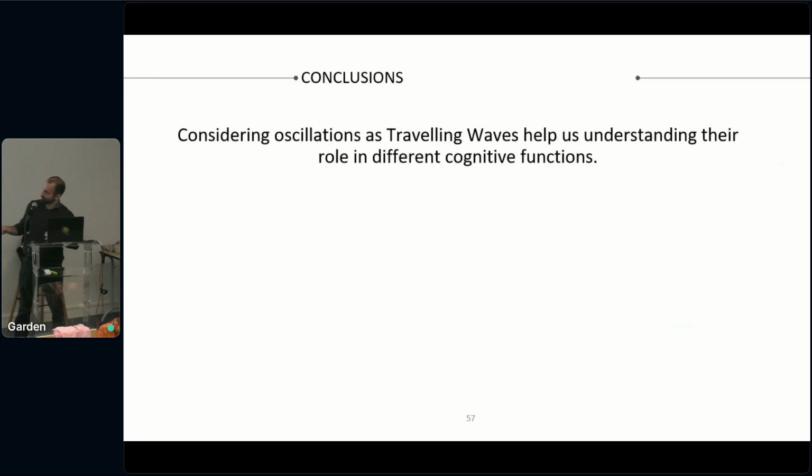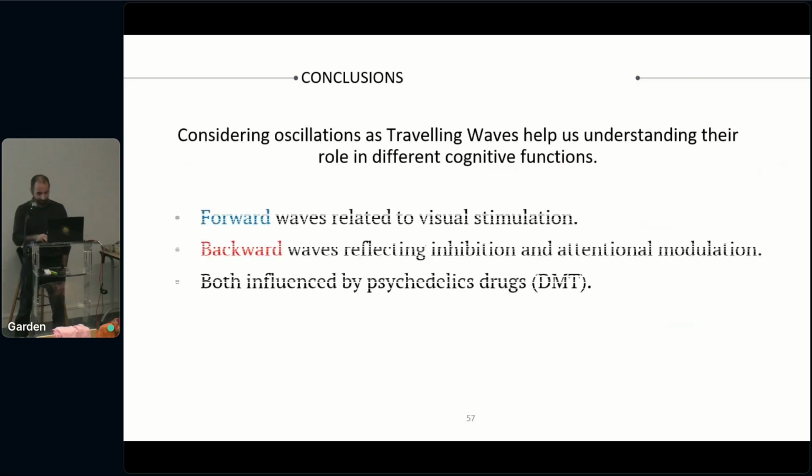Okay, so let me wrap it all up. The first take-home message is that it's interesting and important, I think, to consider traveling oscillations as traveling waves. So it's cool to think about oscillations not only as a temporal phenomenon, but also as a spatial one, so how they propagate through the cortex. And we know that they are involved in visual stimulation, and that they are affected by psychedelic drugs.